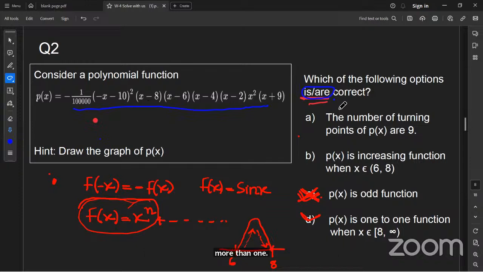Okay. So what is the first option? The first option is saying the number of turning points of p(x) is 9. So can someone tell me how we will find the number of turning points? Degree minus 1. By plotting the graph. Using multiplicities.